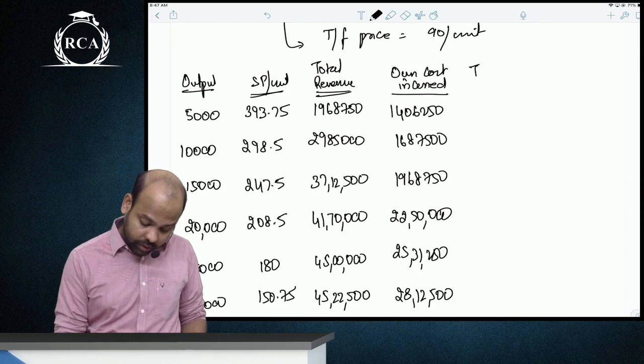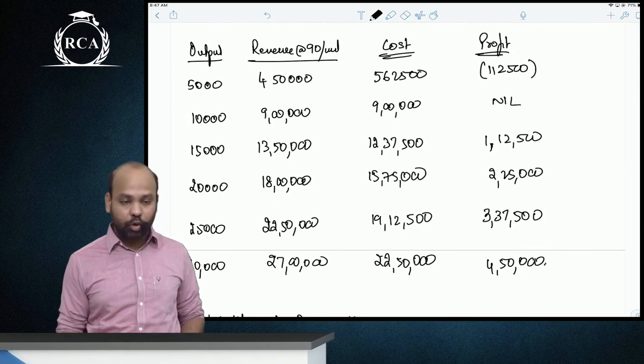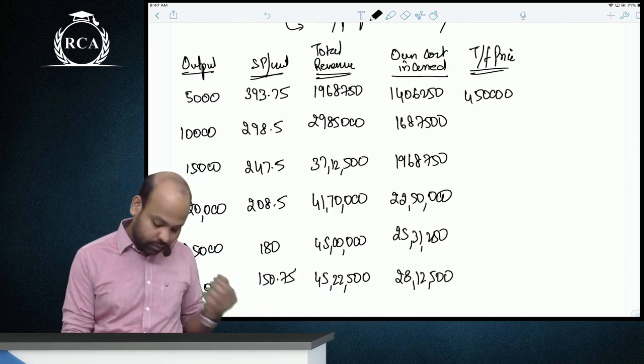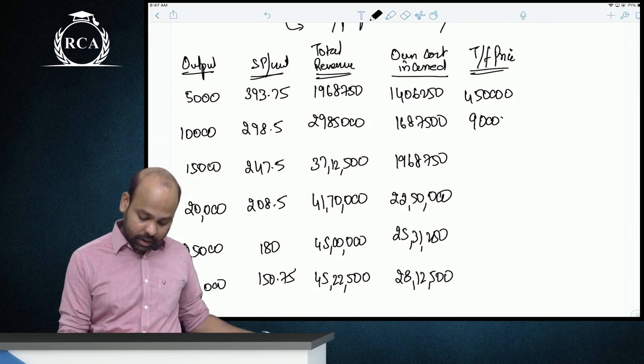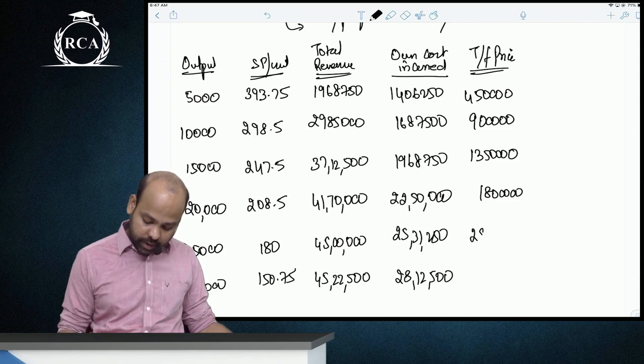Using the transfer price, this is also their cost. Whatever is the revenue that the other division is booking, please write that as cost here. Whatever revenue the other division booked: 4,50,000, 9 lakhs, 13,50,000, 18 lakhs, 22,50,000, 27 lakhs.